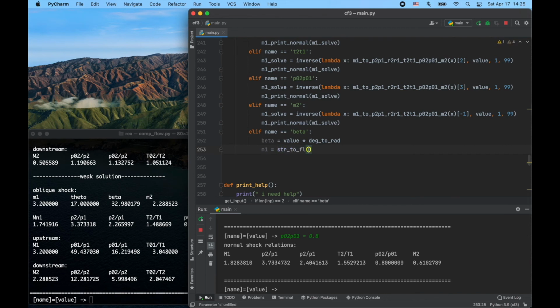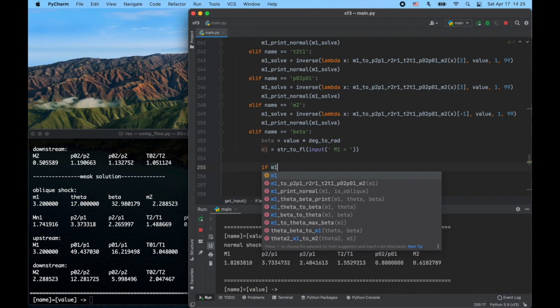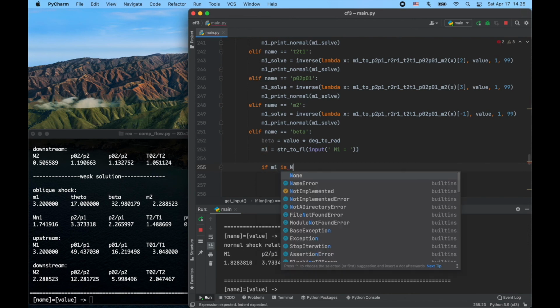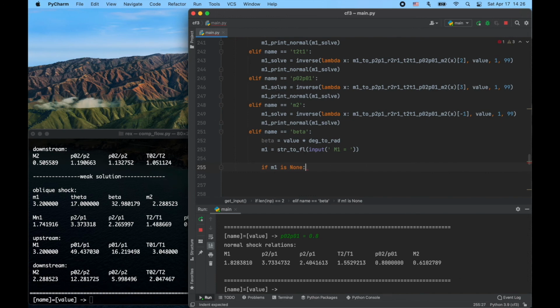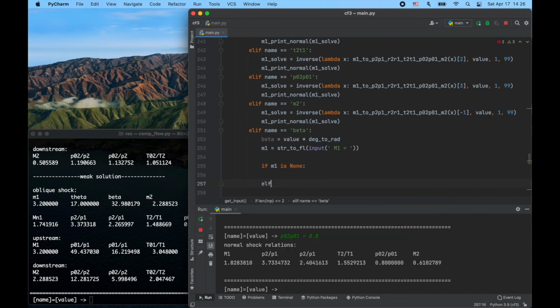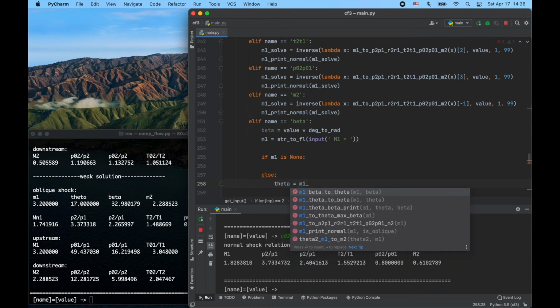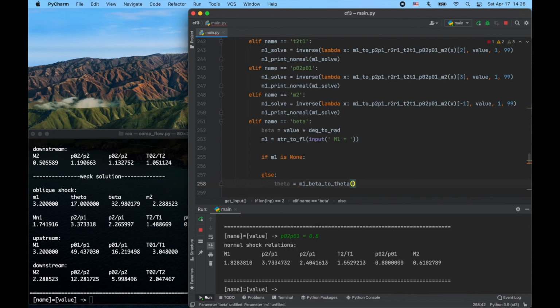And if the user indeed gives us back a correct Mach number, that is here, theta can be found from this equation, right? So we now know Mach number 1, we now know beta. Beta is given by here. We will find theta here.